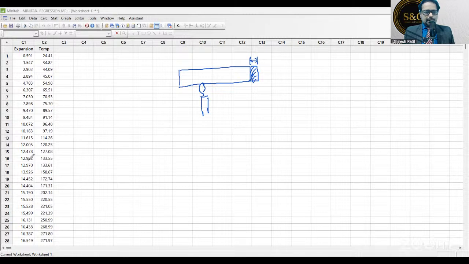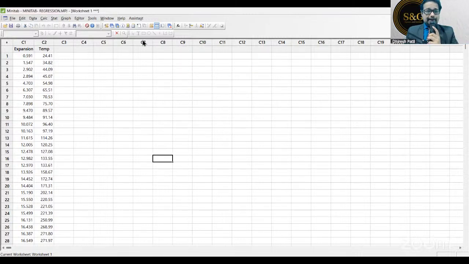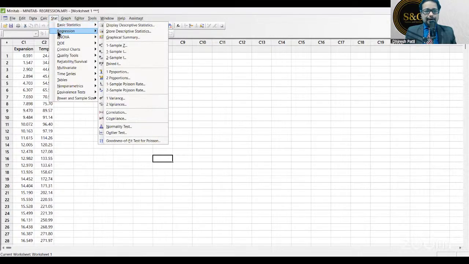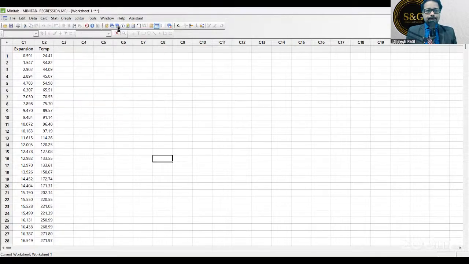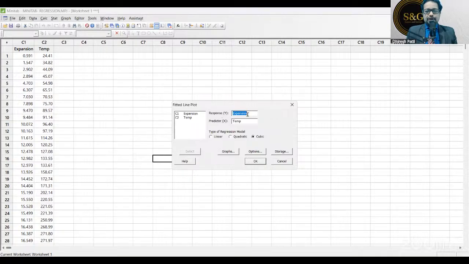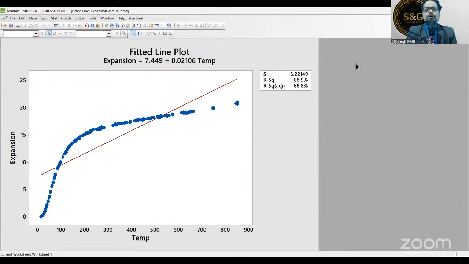Very good. Okay, let's do the same thing. We'll go to Stat, Regression, Fitted Line Plot. Just go with this. Stat, Regression, Fitted Line Plot. Put expansion in Y and temperature as the predictor, and click on OK. Wow. Everybody got this? Just type yes in the chat box. If you got this graph, just give me a yes confirmation.